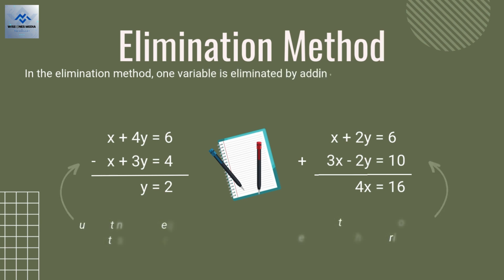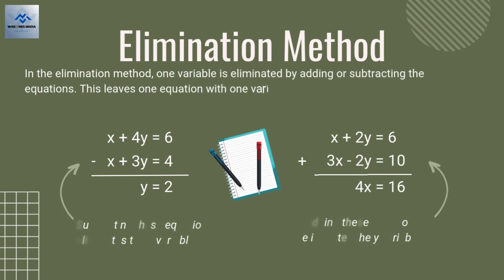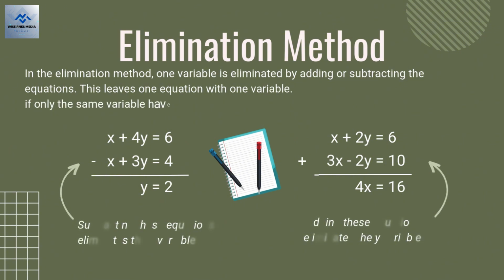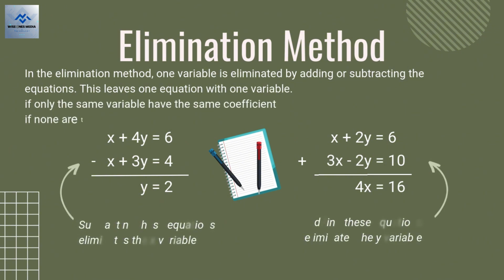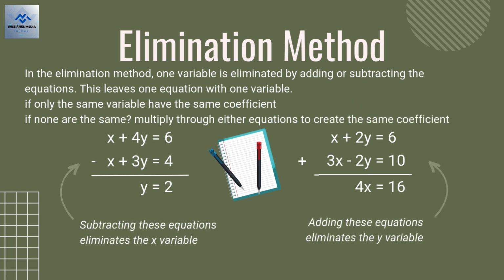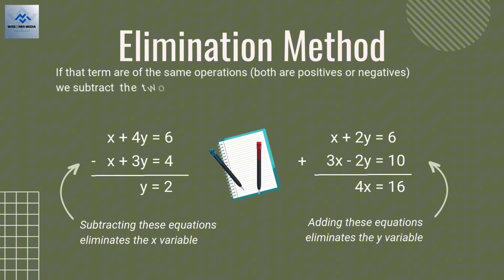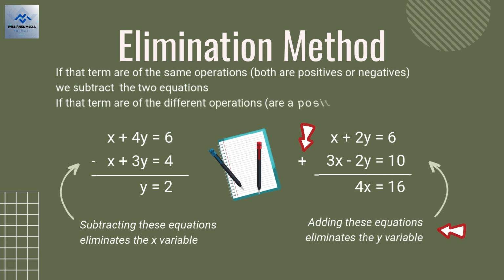Elimination method. In the elimination method, one variable is eliminated by adding or subtracting the equations, leaving an equation with only one variable. Steps. 1. Ensure one variable has the same coefficient in both equations. 2. If the coefficients of a variable have the same sign, subtract the equations. 3. If the coefficients have different signs, add the equations. 4. Solve the resulting single variable equation.